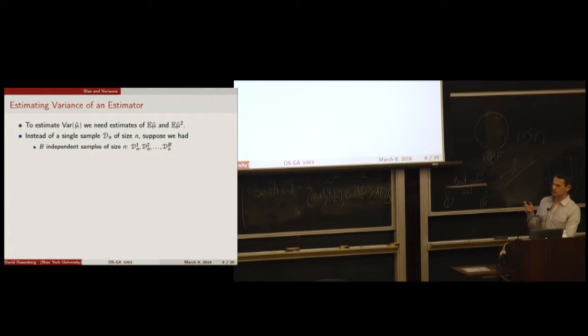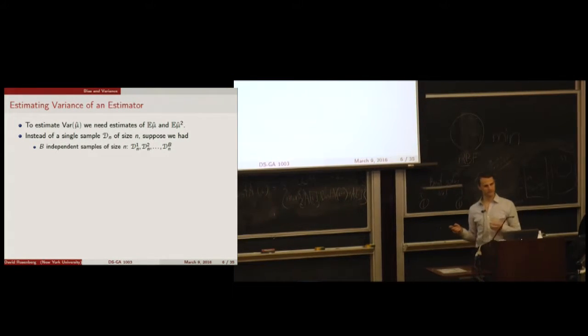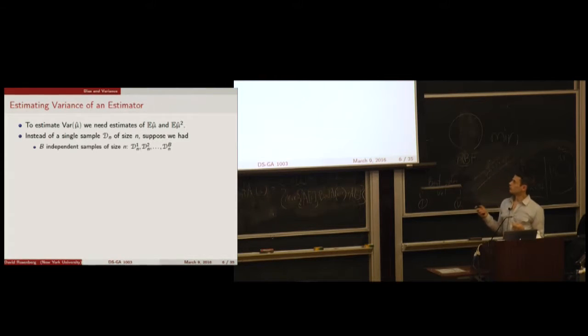Let's see how to apply that reasoning here. Instead of a single sample Dn, suppose we have b independent samples of size n. We have the probability generating distribution. We draw a sample of size n and call that D1 sub n, and another one, call that D2. Let's grab b of them. The expectation of mu hat is the expectation of mu hat for a randomly chosen D, but we'll estimate it by taking b randomly chosen data sets and averaging. So the expectation of mu hat is approximately equal to the average over b data sets of mu hat on that data set.